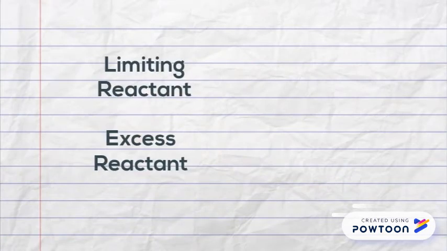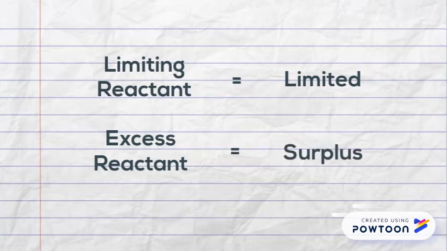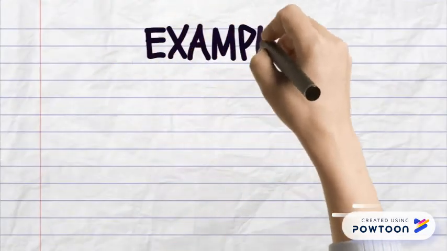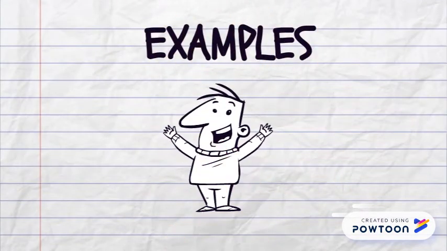One of the concepts of stoichiometry is limiting reactant and excess reactant in a chemical reaction. The limiting reactant is the one that is of course limited, while the excess reactant is the surplus or it's too many. To further explain, we'll have two examples.